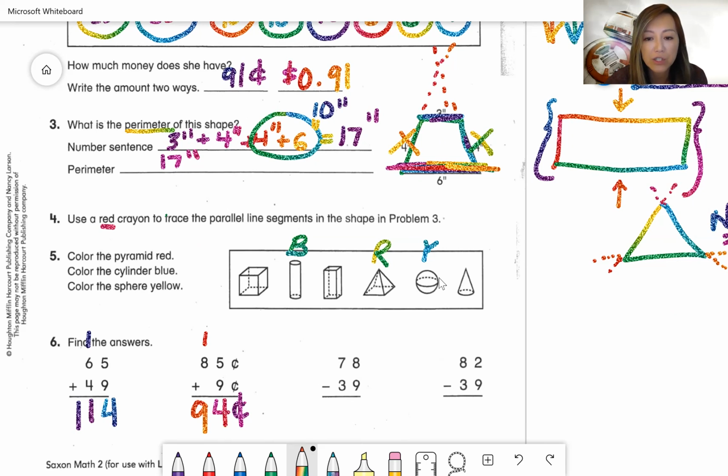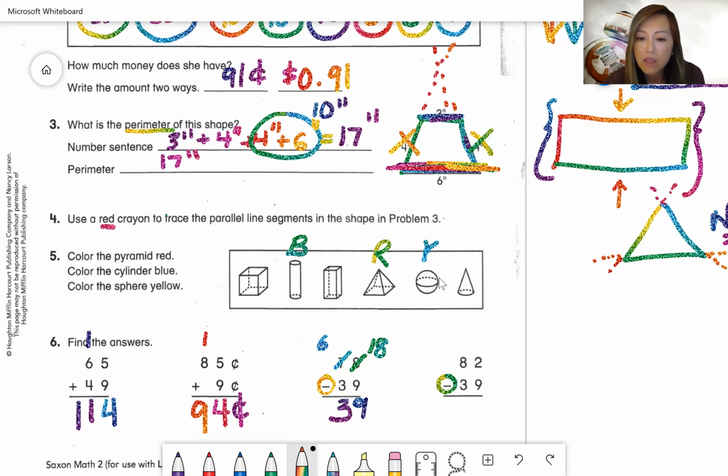78 minus 39, don't get tricked. The next 2 problems are subtraction. Okay, so make sure you're paying attention to your symbols here. 78 minus 39, you cannot take 9 from 8. You don't have enough, so you have to borrow. So cross out that 8, turn it into 18. Cross out the 7, turn it into a 6. 18 minus 9 is 9. It's a doubles fact. 6 minus 3 is 3.